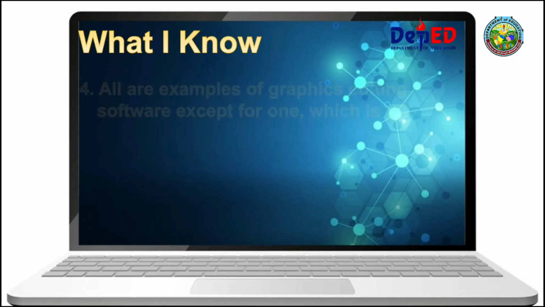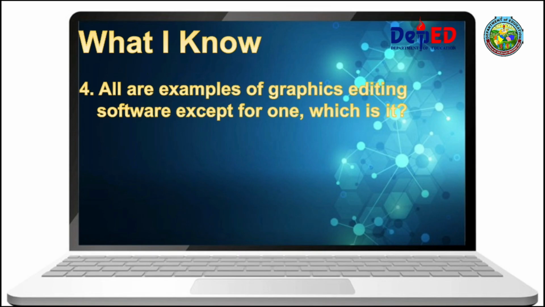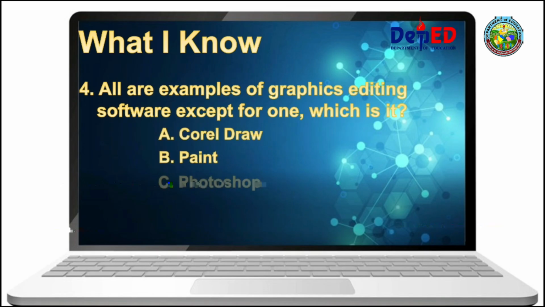Number 4. All are examples of graphics editing software except for one. Which is it? A. CorelDRAW. B. Paint. C. Photoshop. Or D. SQL. The correct answer is D. SQL.